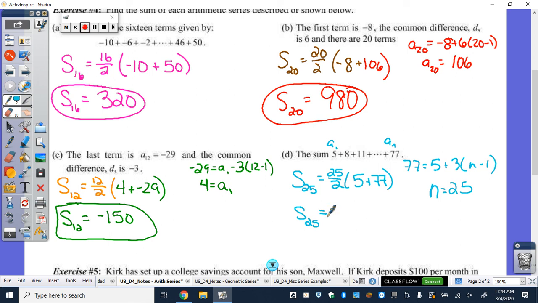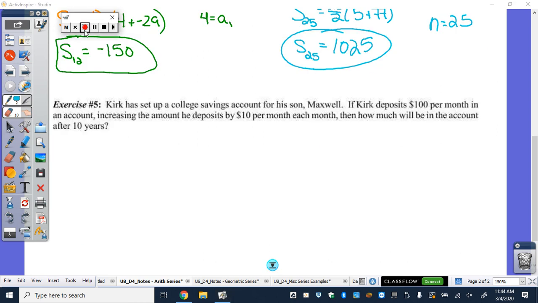So 25 divided by 2 times 5 plus 77 to actually get the sum. What does our sum end up being? 1,025. So let's look at example number 5 here.